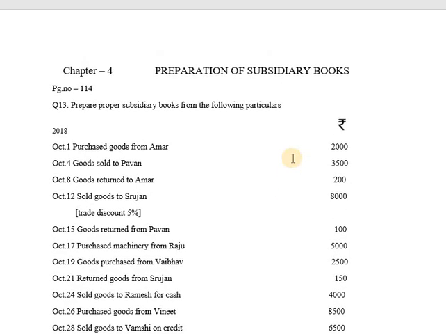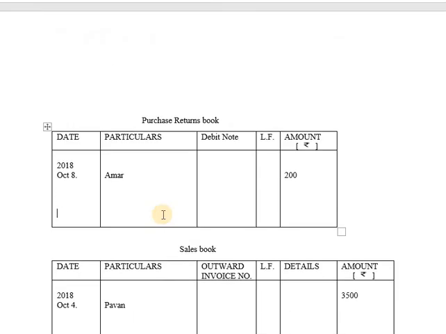Next, after October 8, we have a transaction on October 12. Sold goods to Sujan 8000 rupees. Trade discount 5%. So here we are selling goods to Sujan for 8000, and in return we are giving a trade discount of 5%. So trade discount will be subtracted. It is a transaction of sales. So this will be recorded in sales book.